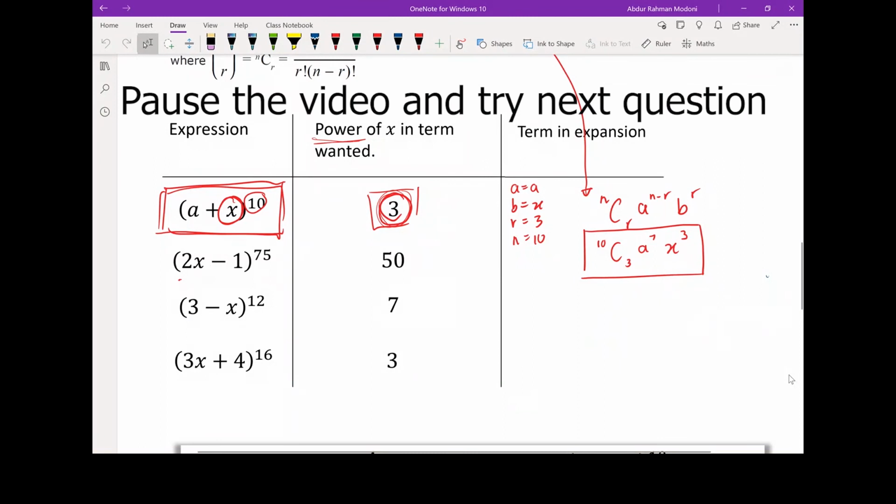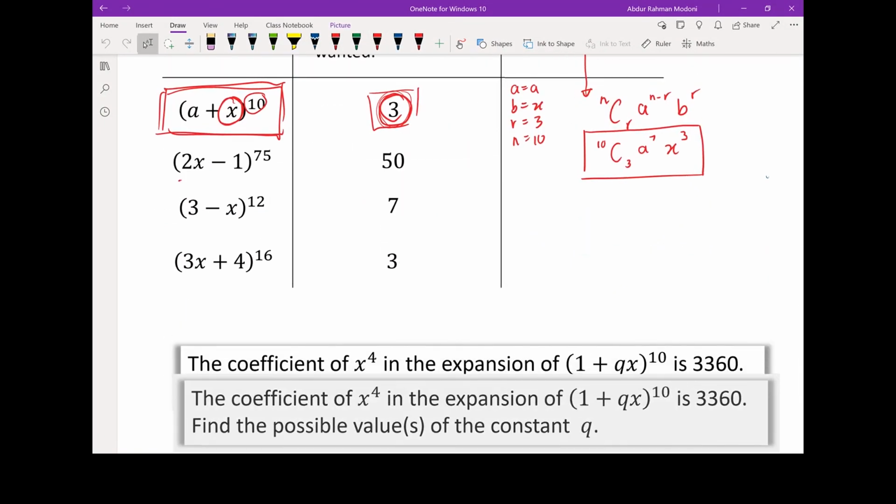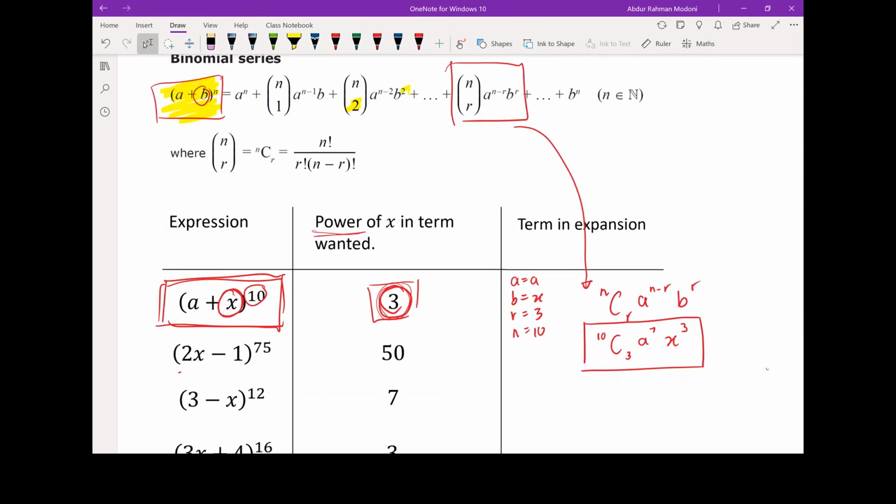Let's continue with this. So let's look at this second term here. Quite a big one, this one, quite a large number you can potentially get. And what might confuse you is the fact that the x term is actually written at the beginning, and so it would be a to the power of n minus r.